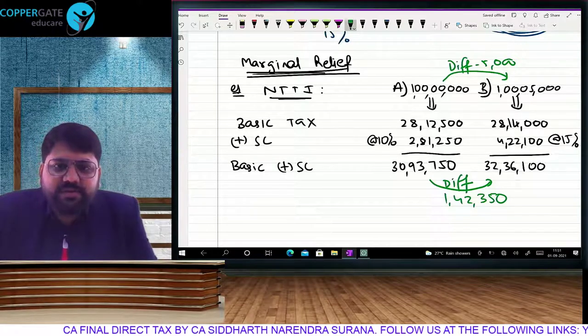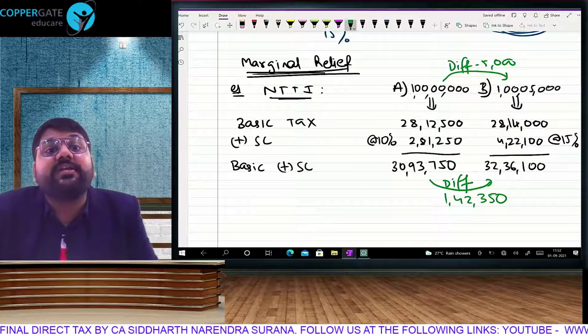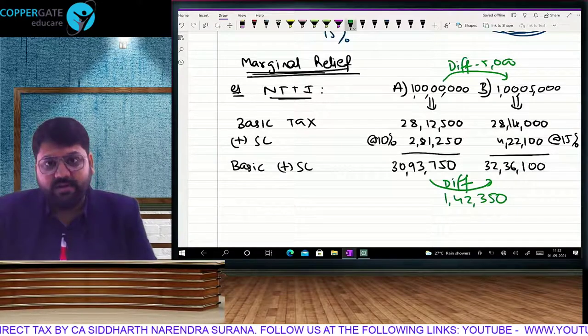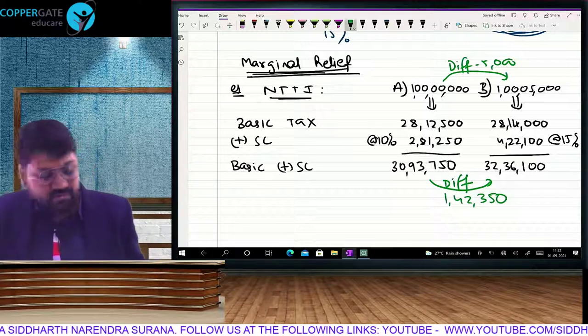Difference in income is how much? 5,000. Difference in tax? 142,350.